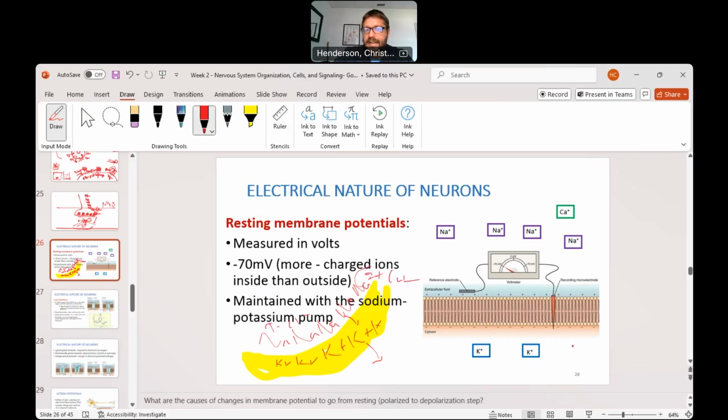Why is it a pump? Because it has to pump things against their concentration gradient. You're pumping sodium from the inside out to where it is highly concentrated, from where it is low concentrated to high concentrated. That takes energy. We have to pump the potassium back in from where it is low. It is low on the outside and high on the inside. That takes energy.